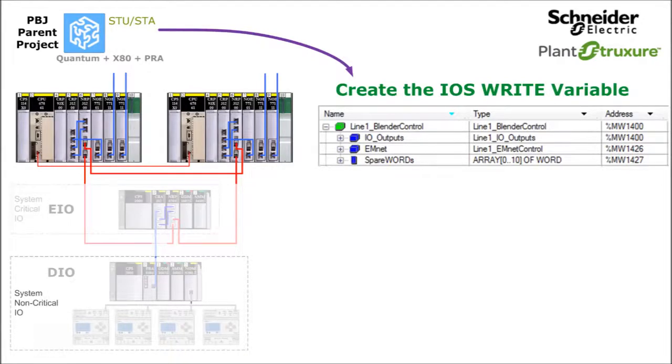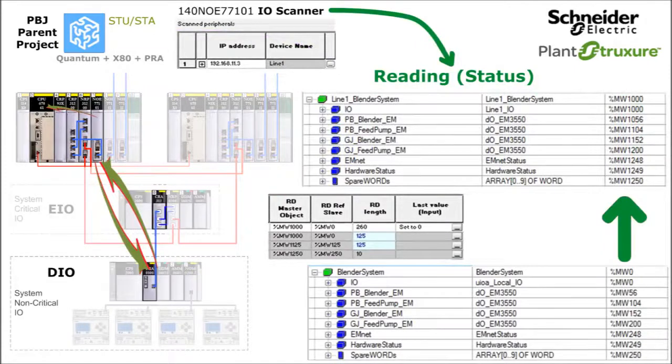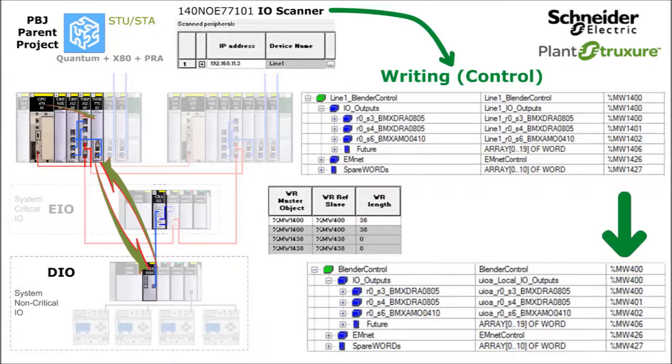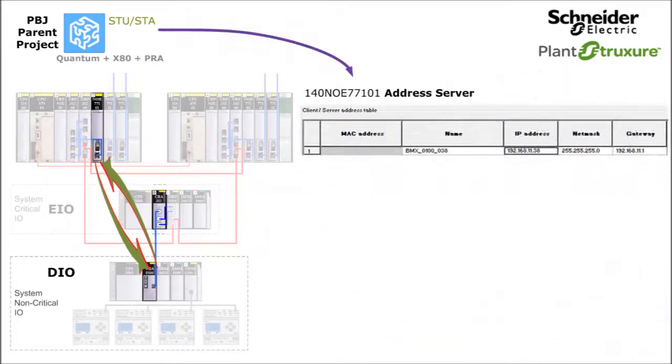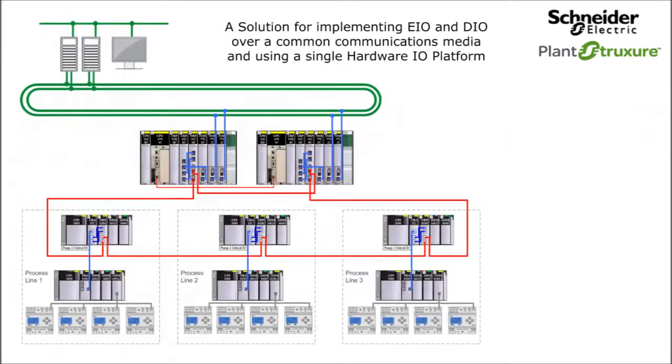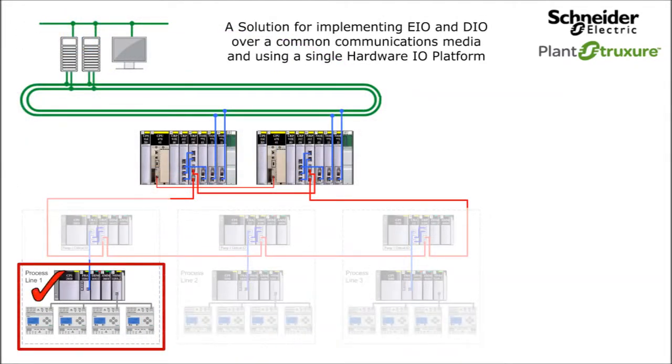With these two variables created, the interface is complete, and the reading of the line 1 DIO drop data looks like this. And here is the writing of the line 1 DIO drop control. Also, note that the DIO drops will be auto-assigned IP addresses by the Quantum NOE address server. This is all that is required for the line 1 DIO drop.